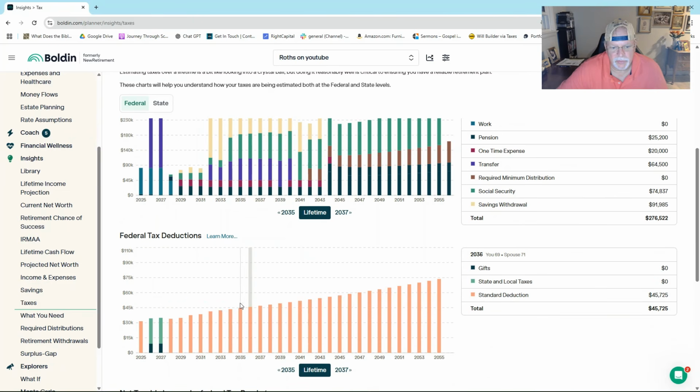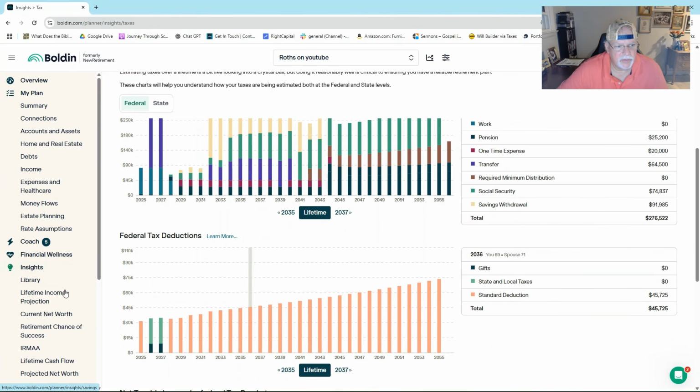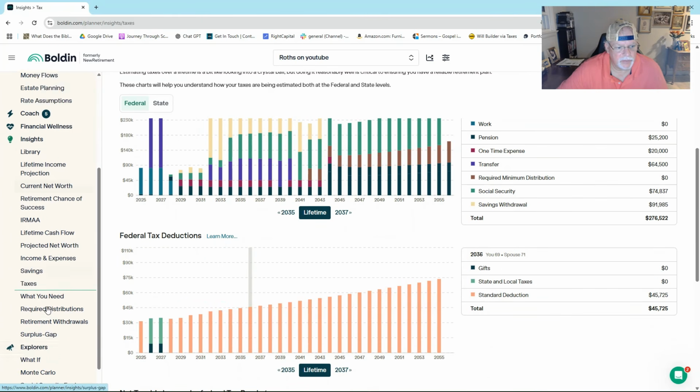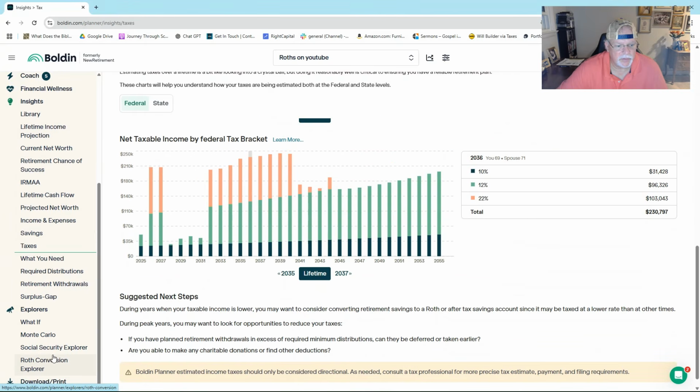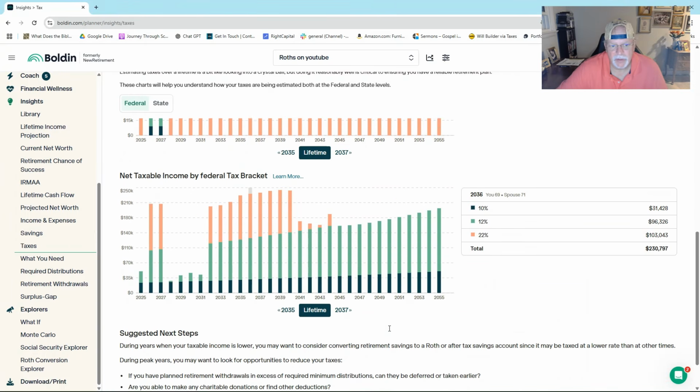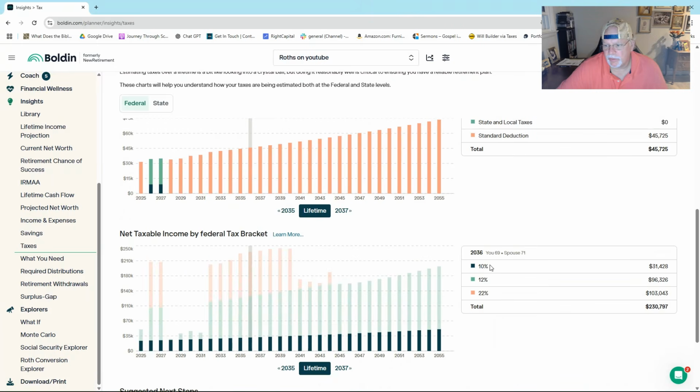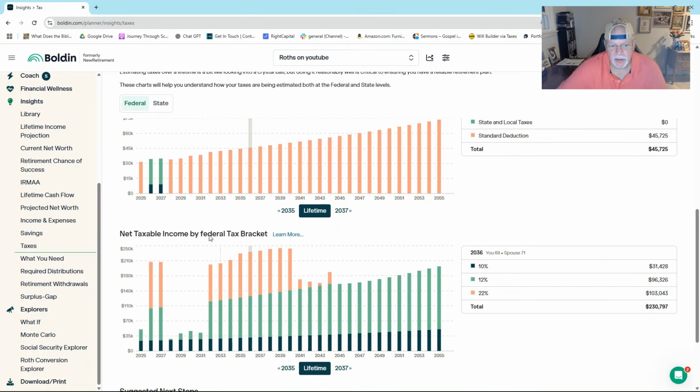Taxable by source, taxes. Maybe there's another thing for taxes up here. They must. I know I saw one with percentages. Like what? Oh, here it is. This is the tax brackets that I'm in. So, net taxable income by federal tax bracket. This was kind of cool too while we're here. So remember when we were looking at the healthcare stuff, we wanted to know our adjusted gross income, and that was because of IRMAA. Well, they have this great little IRMAA tab. I mean, I'm showing you this. It's not a big deal, right?